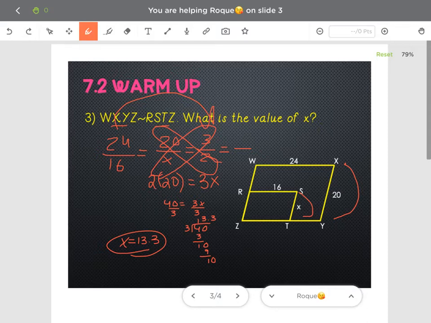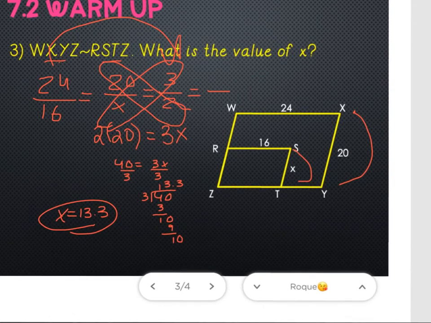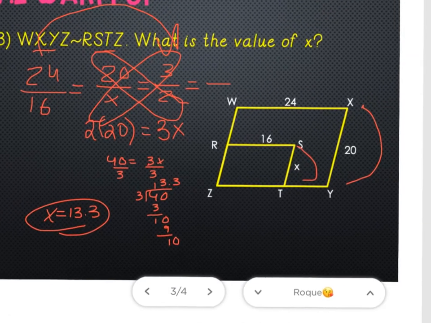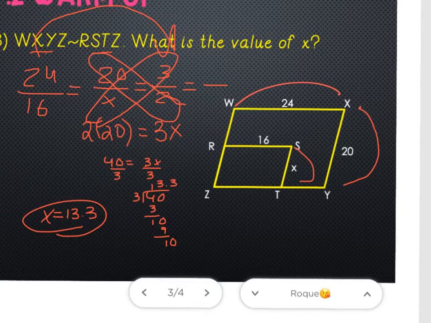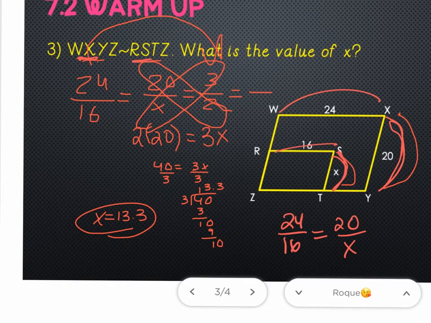Okay, this one said WXYZ is similar to RSTZ. What's the value of X? If there were side lengths on all 4 sides, you have to figure out which of them you have a completed ratio for, right? This top side, WX, which is the first 2 letters, matches RS, which is the second 2 letters. So 24 over 16 would be equal to the big part in the big triangle, which is 20, over the small, which is the X. And that was here.